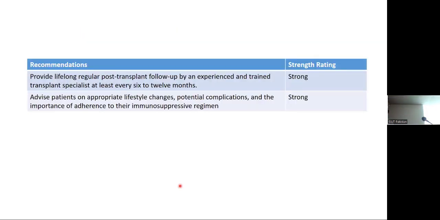And this is the EAU recommendation: provide lifelong regular post-transplant follow-up by experienced and trained transplant specialists at least every 6 to 12 months, and advise patients on appropriate lifestyle changes, potential complications, and the importance of adherence to the immunosuppression regimens.